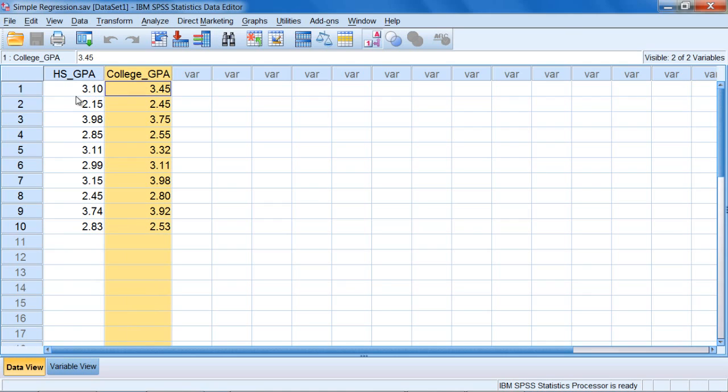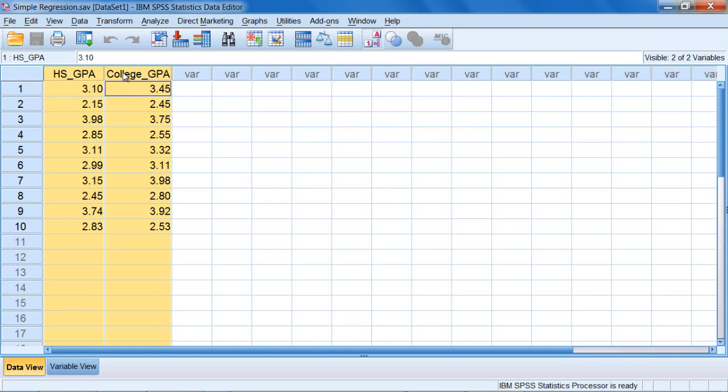Notice this looks a lot like correlation, as we have two variables, and each person produces a score on each variable. And regression is really very similar to correlation. And in fact, you'll see in the output some information about the correlation between these two variables when we do our regression analysis.